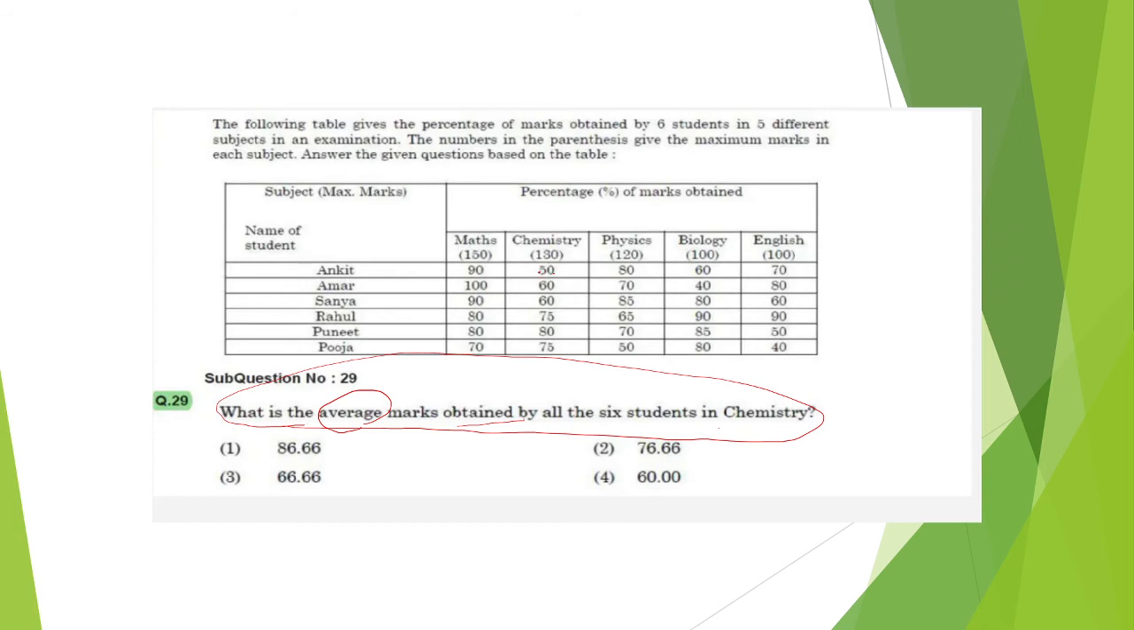Ankit got how much? 50 percentage in chemistry. 50 percentage of 130, how much? 65.